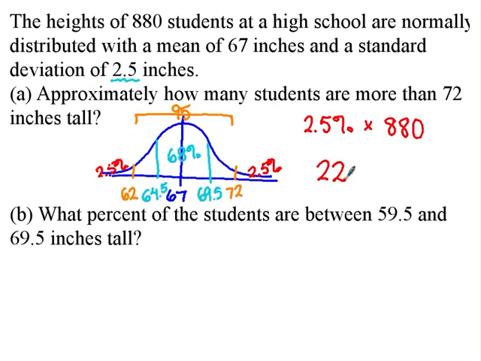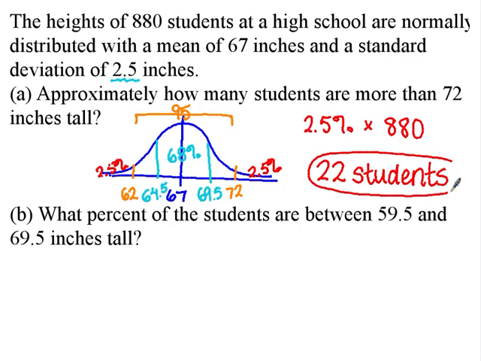I got 22. Did somebody else get 22? Okay, I got 22 students. Why? Because you used 0.025. Okay, so 22 students are more than 72 inches tall. Okay, let's look at the next one.